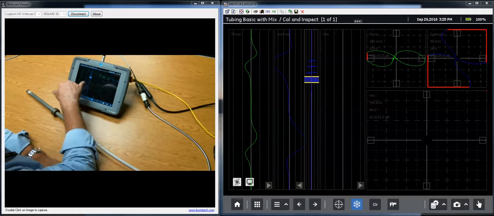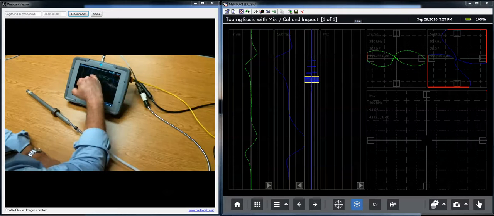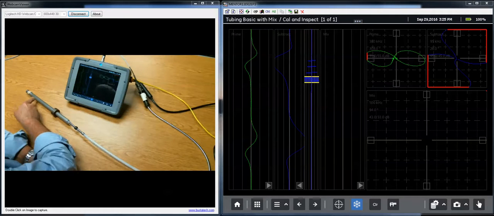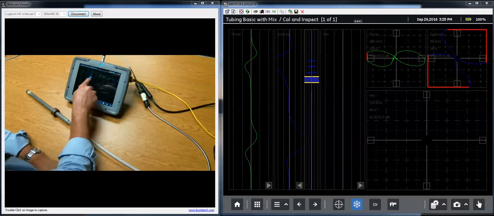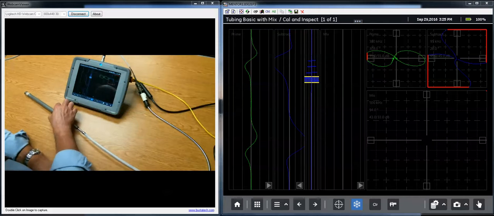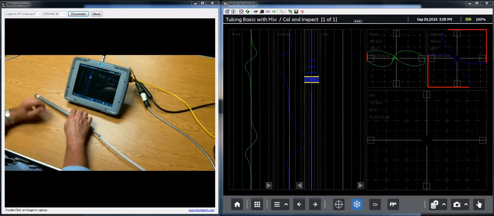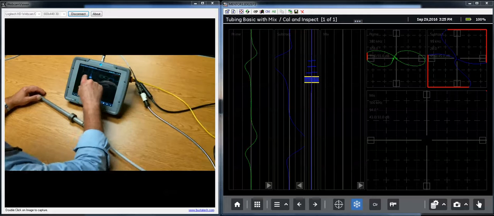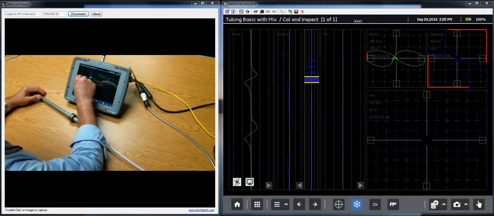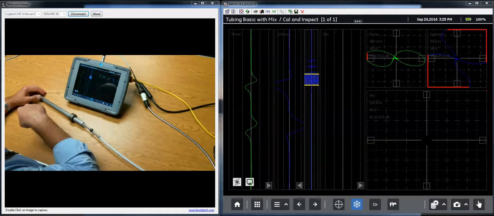And if you notice, I had three indications from the flaws, and I have one indication from the tube support plate. Let me show a little bit more here. So there's my tube support plate.